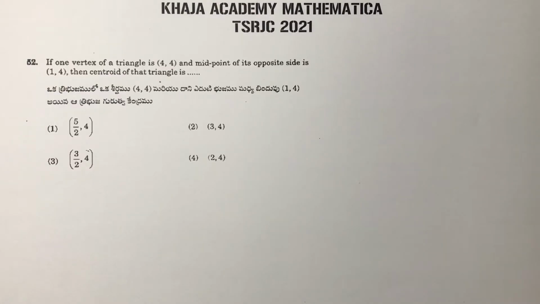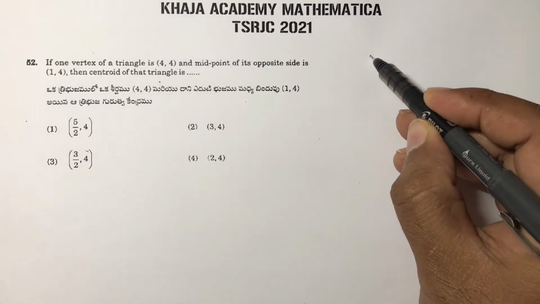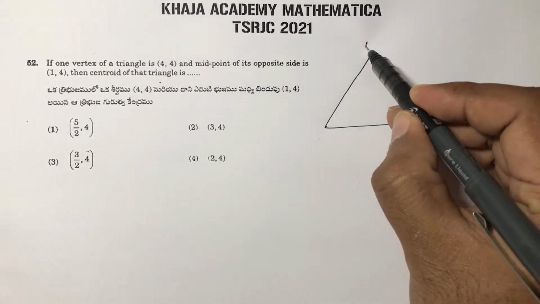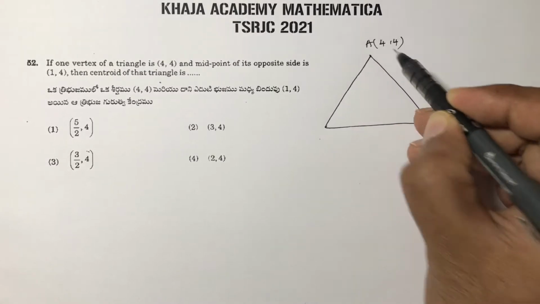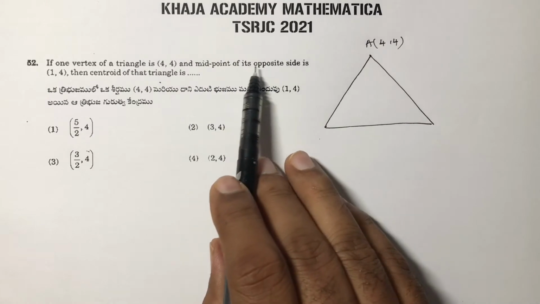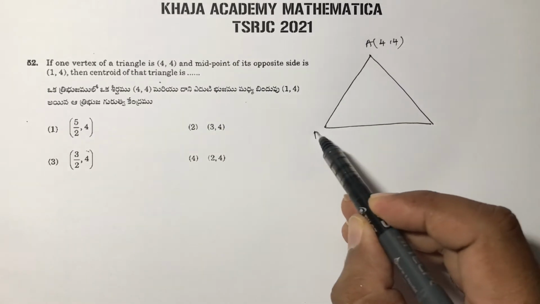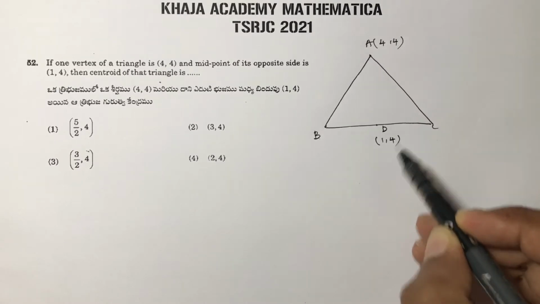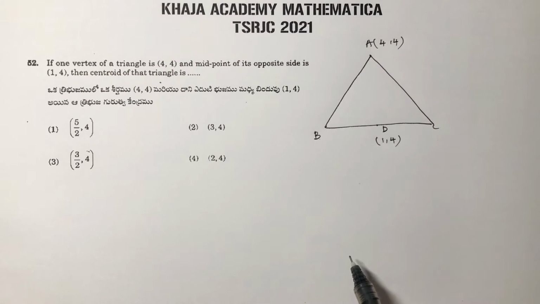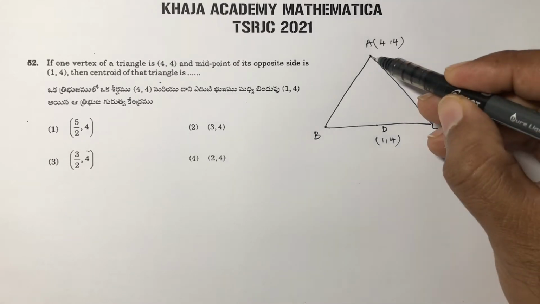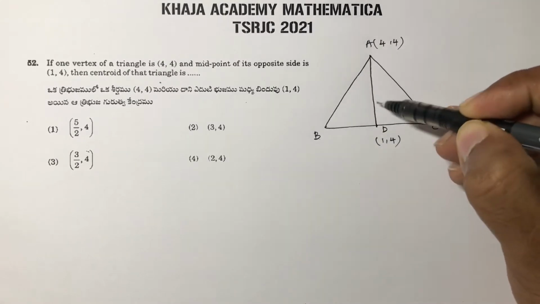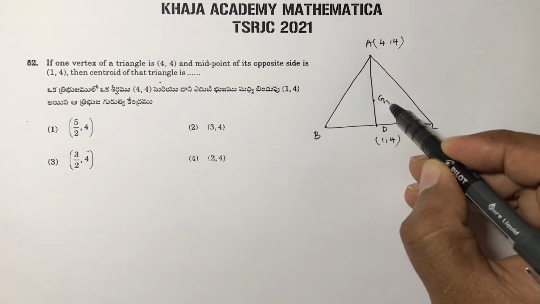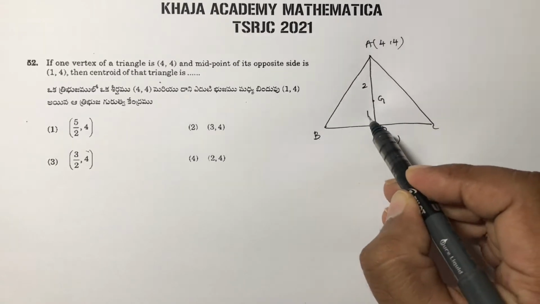If one vertex of a triangle is 4, 4, so if I take a triangle, one vertex is 4, 4, and the midpoint of its opposite side. The midpoint of BC is given, we consider it as D, that is 1, 4. Now they are asking the centroid of the triangle. The centroid is where all the medians meet. So this AD is a median. So we need to find the centroid. The centroid divides the median in the ratio 2:1.